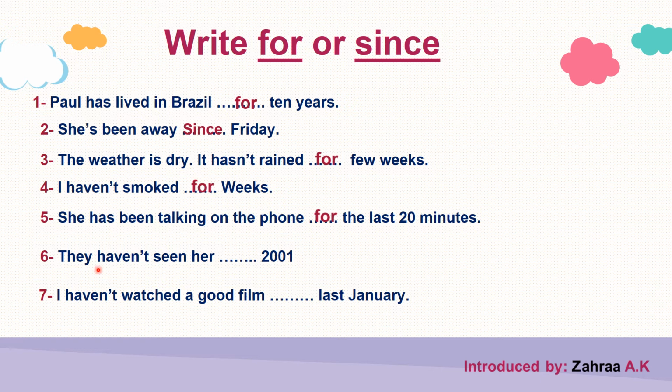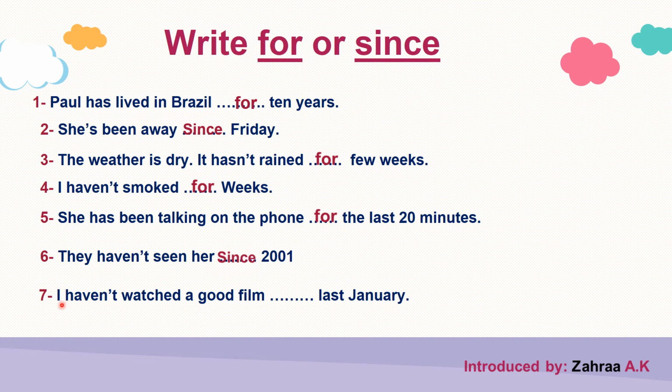6. They haven't seen her. هم لم يروها. Since or for 2001. لم يروها. نلاحظ 2001 هي مدة محددة, specific time. So we use since 2001. They haven't seen her since 2001. هم لم يروها منذ 2001.